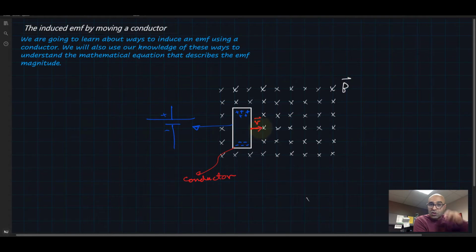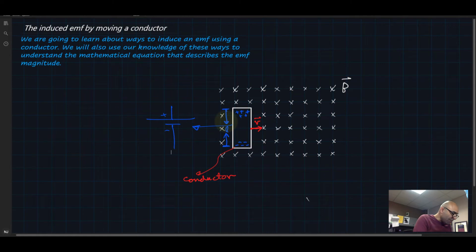If you stop moving the conductor, the charges will go back, because you have to have the charges moving within the vicinity of the magnetic field to feel the force of the magnetic field. Then the charges will recombine again if you stop. If you take the magnetic field to be zero, then the whole thing will crash down, nothing will happen, there will be no induced electromotive force. We also found out that if the length of the conductor itself is longer, the electromotive force that is induced is bigger.